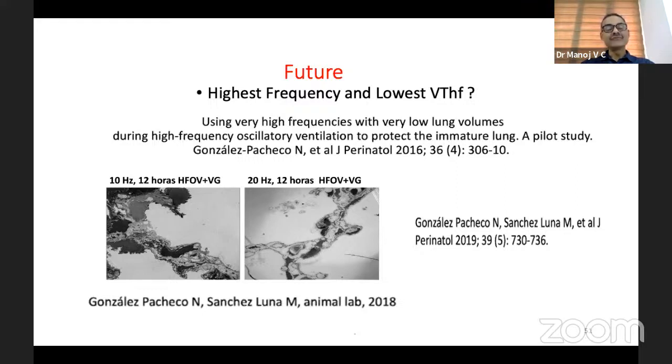Here, higher frequencies are lung protective, lower MAP is lung protective. So use the lowest MAP possible and use the highest frequency and lowest VTHF. All right, so this is anyway the future. There are only animal studies, again by the same group, by Professor Luna's group. They have shown this to work.